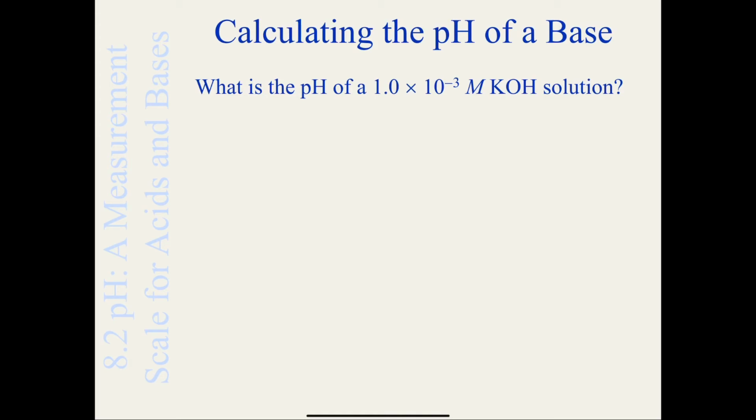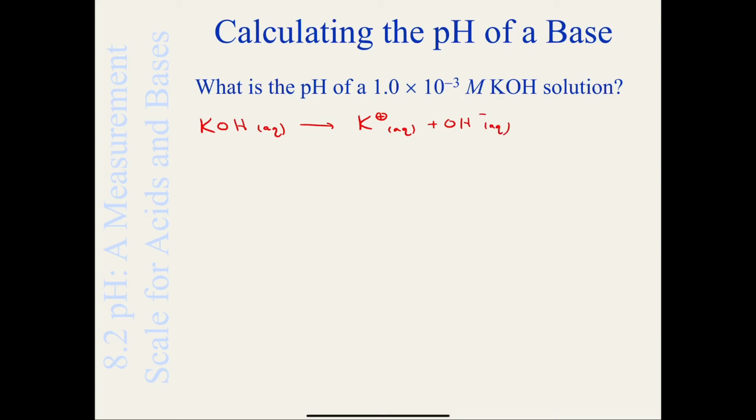What if I wanted to solve this problem? What is the pH of a 1.0 times 10 to the minus 3 molar potassium hydroxide solution? The first thing you should notice is that potassium hydroxide is a strong base. What does it mean if potassium hydroxide is a strong base? It means it's going to dissociate completely. So when I take potassium hydroxide and I put it in water, it's going to dissociate completely into potassium ions and hydroxide ions.